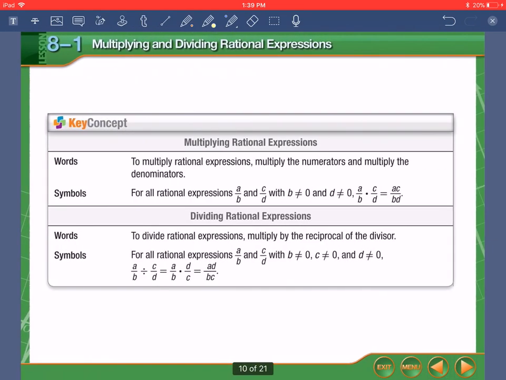Okay, multiplying. You simplify as much as you can, factor as much as you can, and then you just put it all together. You're still only looking at the denominator to see what the restricted values are.